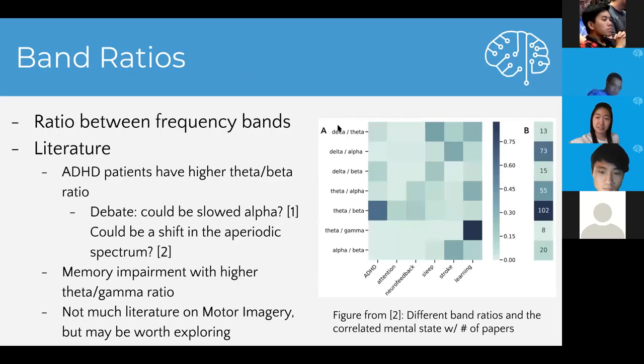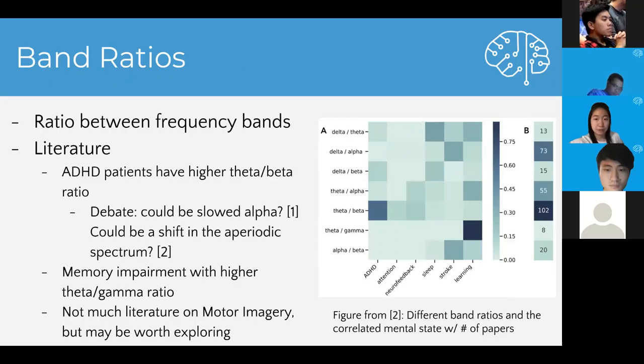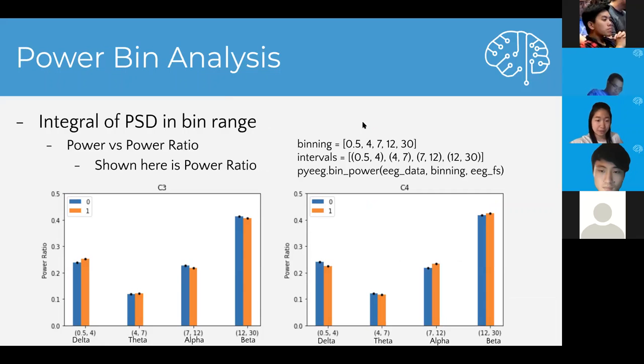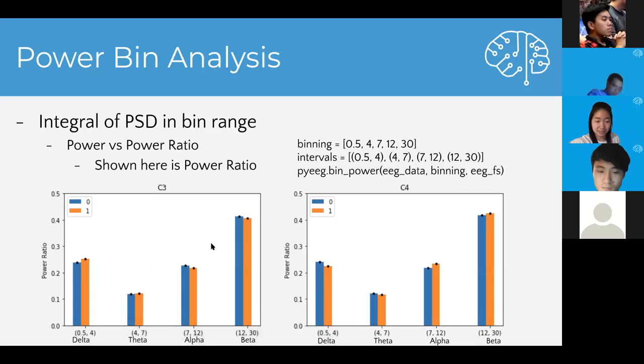This is band ratios, which is very similar to using power bins. So we'll build off of this and we'll look at the ratio between the different powers. If you were to look at, say, theta beta power ratio, if you were to divide this by this, you can potentially see how increasing theta and decreasing beta could create a different ratio, but then different ratios can also mean different things.